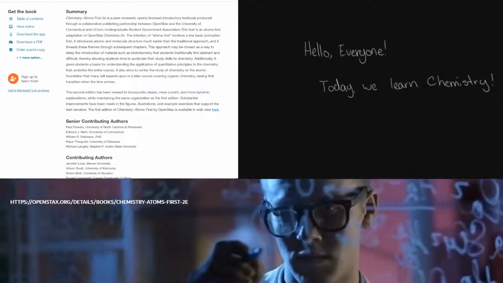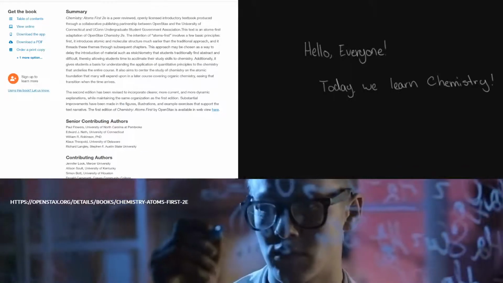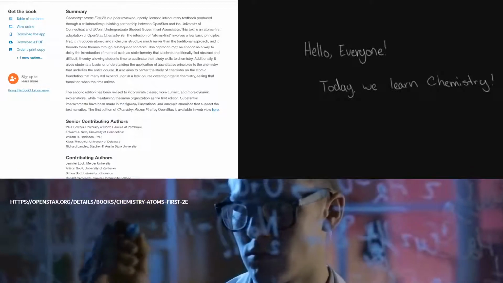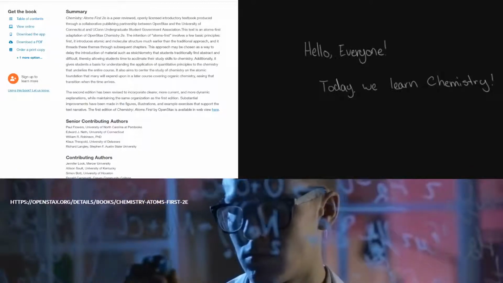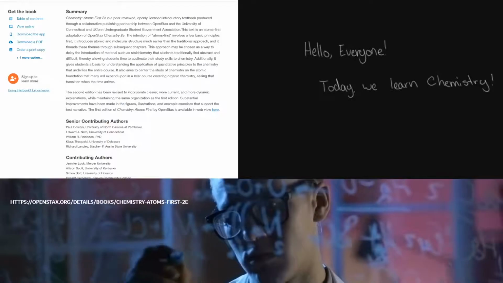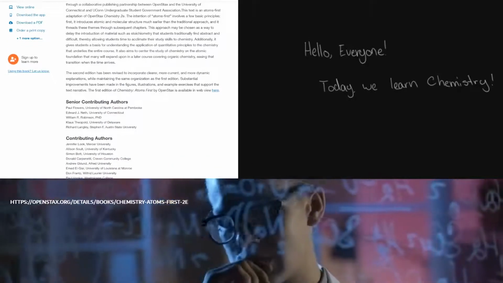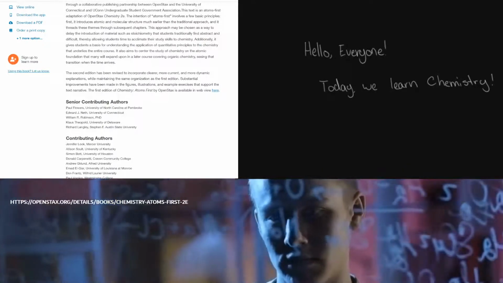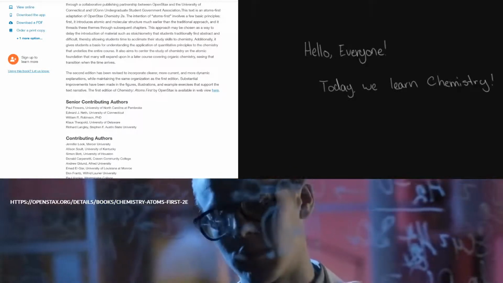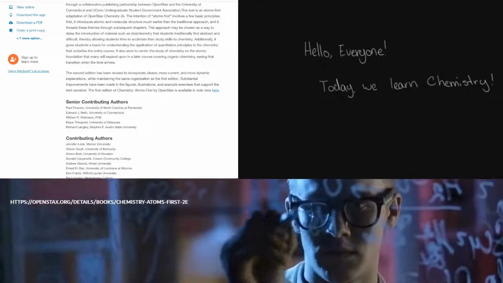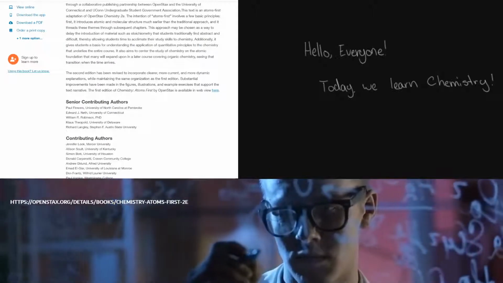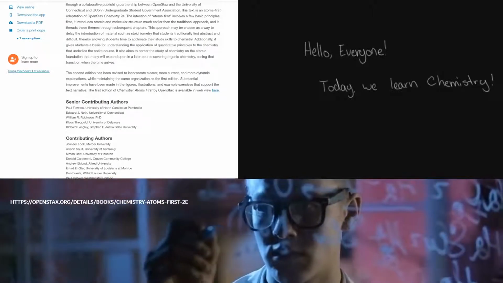It also aims to center the study of chemistry on the atomic foundation that many will expand upon in a later course covering organic chemistry, easing that transition when the time arrives. And the second edition has been revised to incorporate clearer, more current, and more dynamic explanations, while maintaining the same organization as the first edition. Substantial improvements have been made in the figures, illustrations, and example exercises that support the text narrative. The first edition of Chemistry Atoms First by Openstax is available in WebView here.